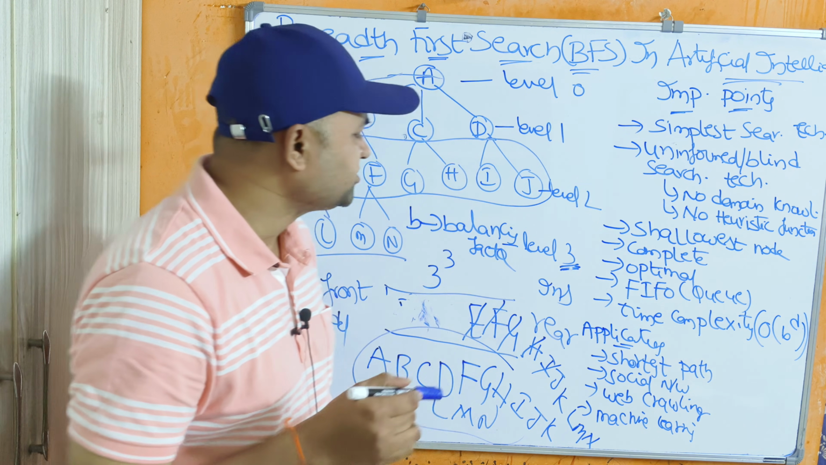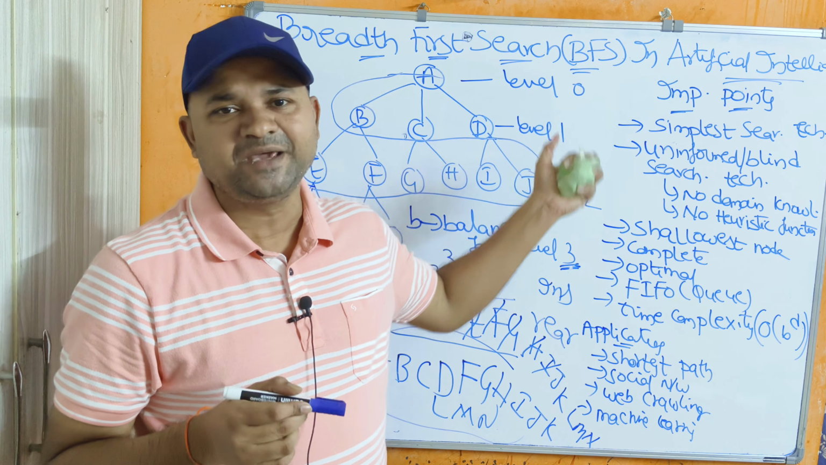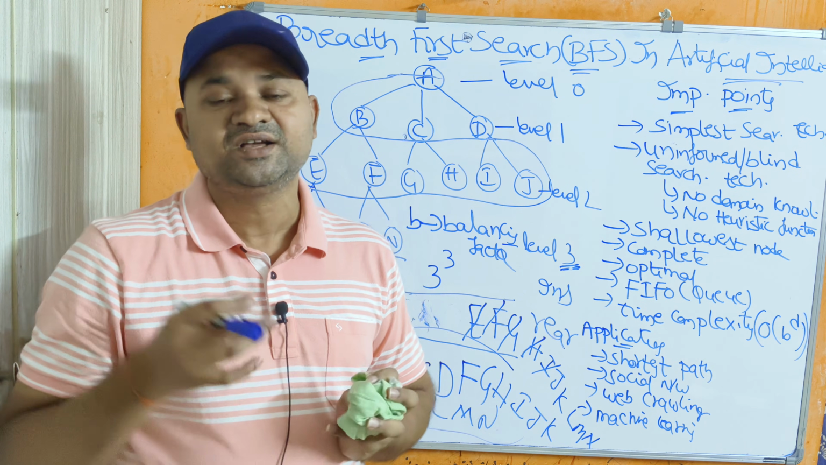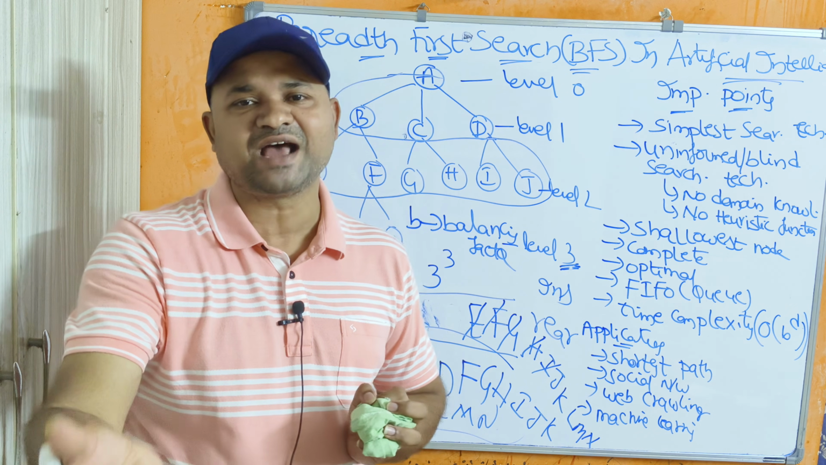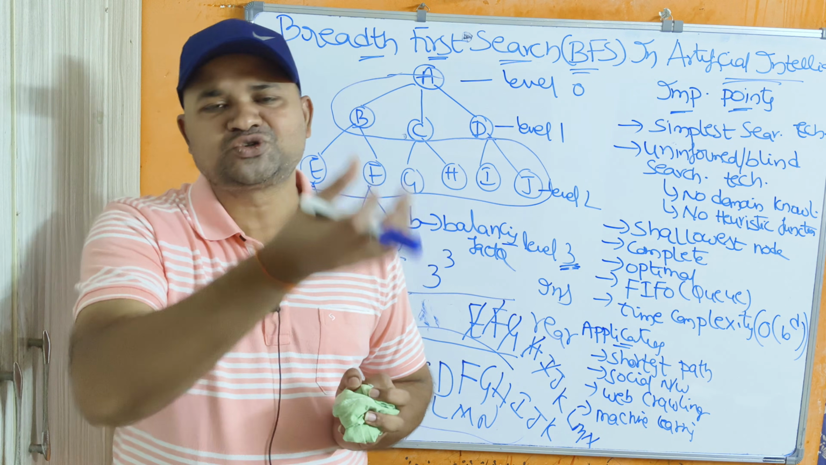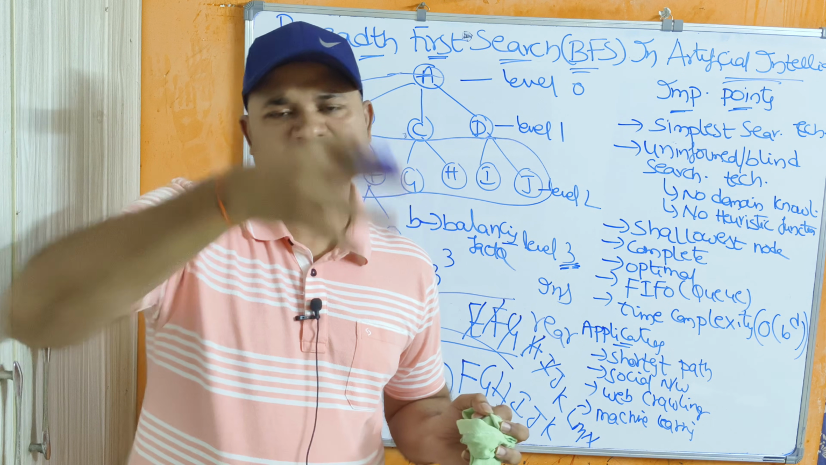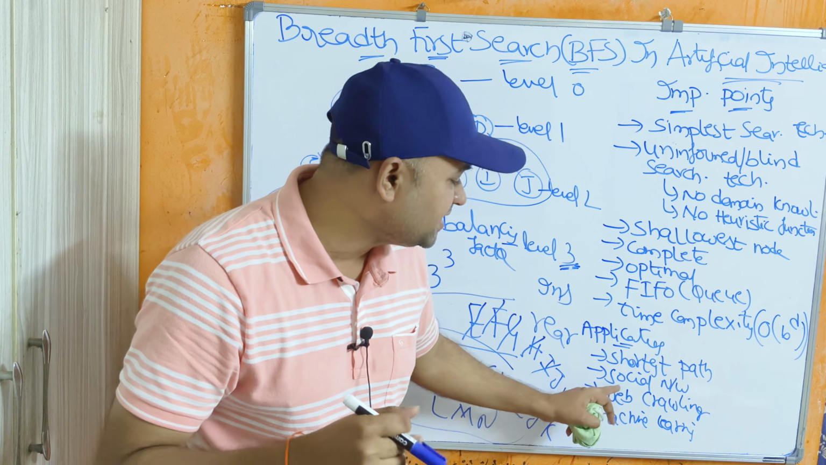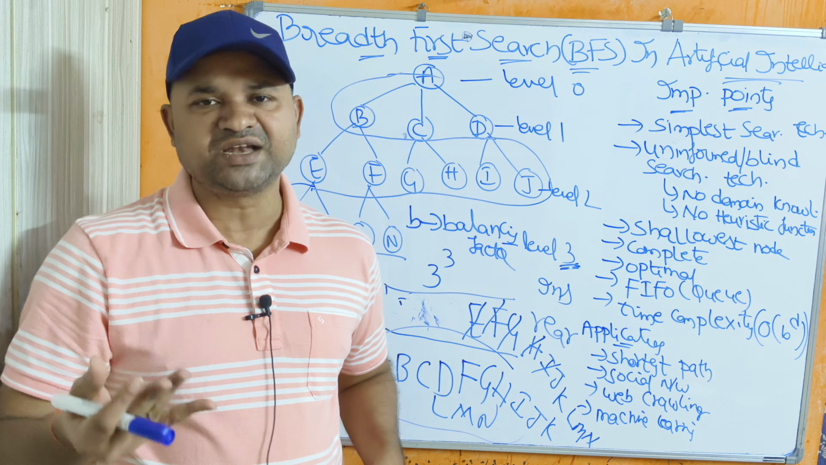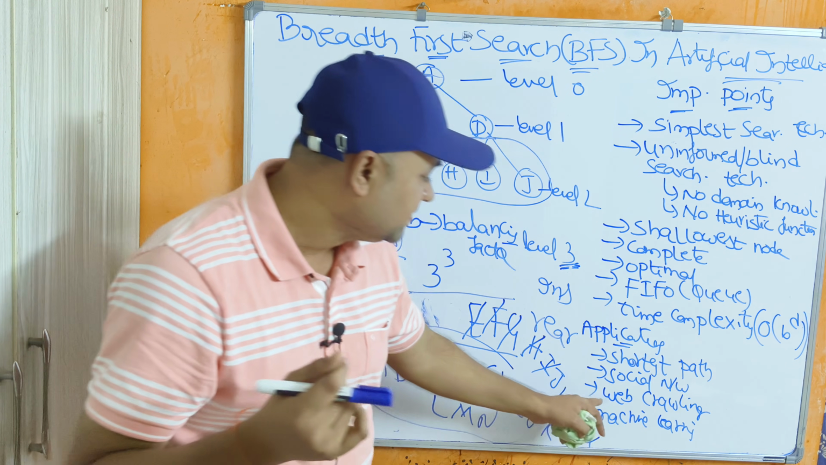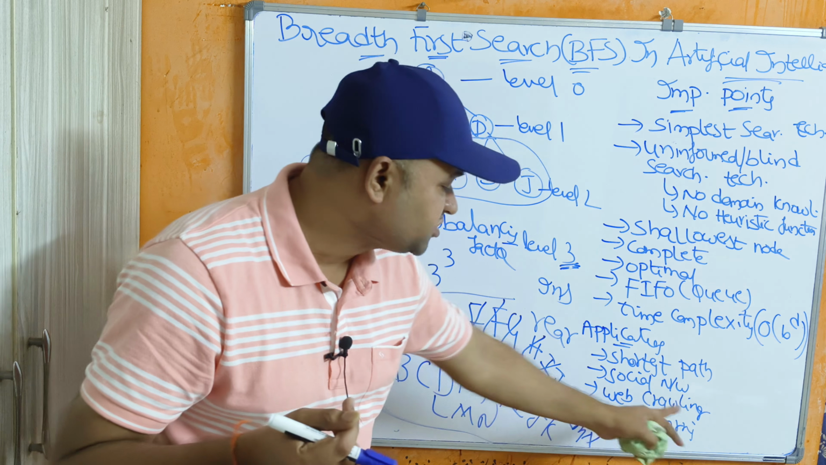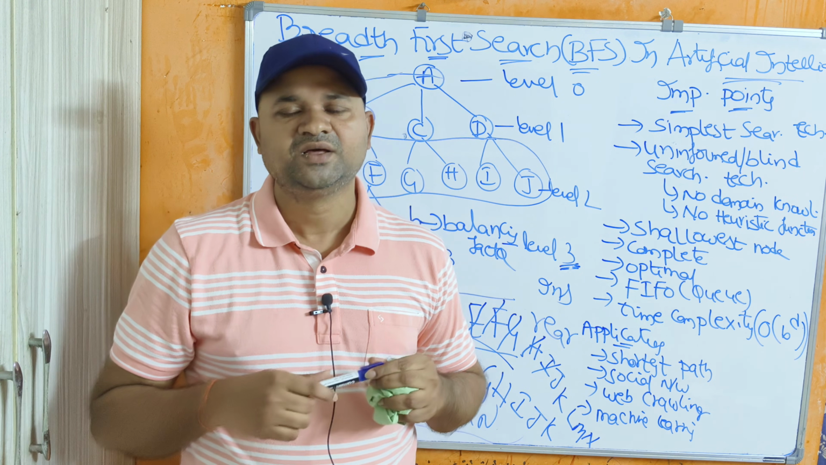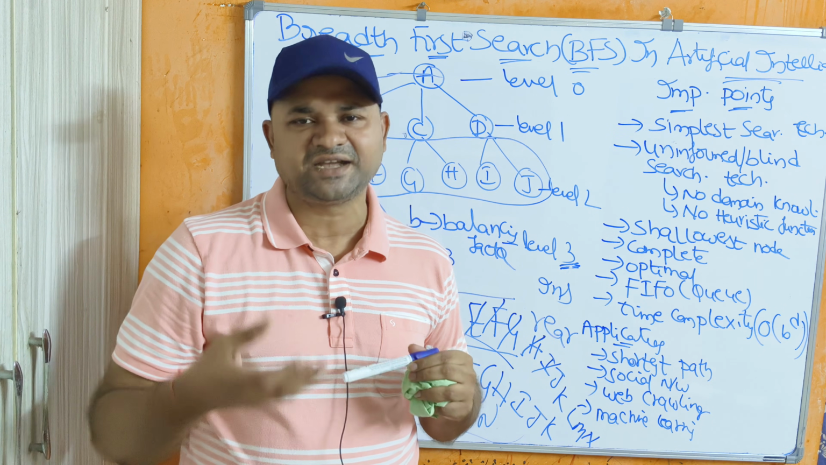Next, let us see the applications, where we can use the BFS algorithm. We can use the BFS algorithm in order to find the shortest path, from the source to the goal node. And the remaining applications are social networks, where we can also use BFS. Next, web crawling, machine learning. So in all these technologies we can use the BFS algorithm. So this is about BFS in artificial intelligence.